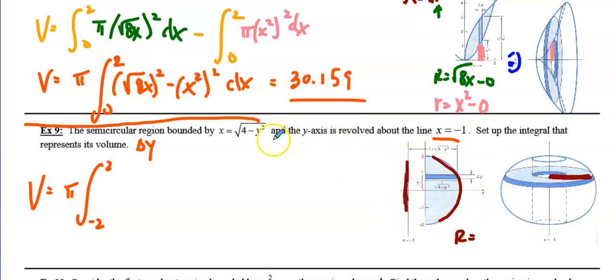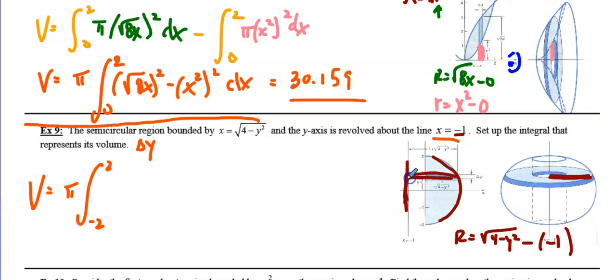Well, our curve is going to be the square root of 4 minus y squared. That's exactly what you see here. It's the function x equals this function. Well, we're subtracting the axis of rotation, so we need to subtract the function x equals -1. And that's what our big R is going to be, because that's the distance that we have from here all the way to here.